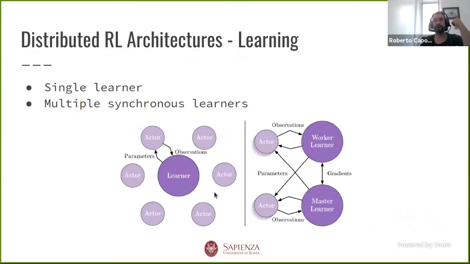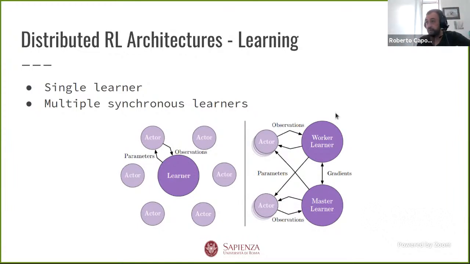So the case that we have seen so far is the one where we have a single learner. But another common approach is when you have multiple learners that are synchronous. So they exchange gradients in a synchronous fashion. They communicate in a synchronous fashion. And so each of them then has the same information. They return the parameters to the actors.